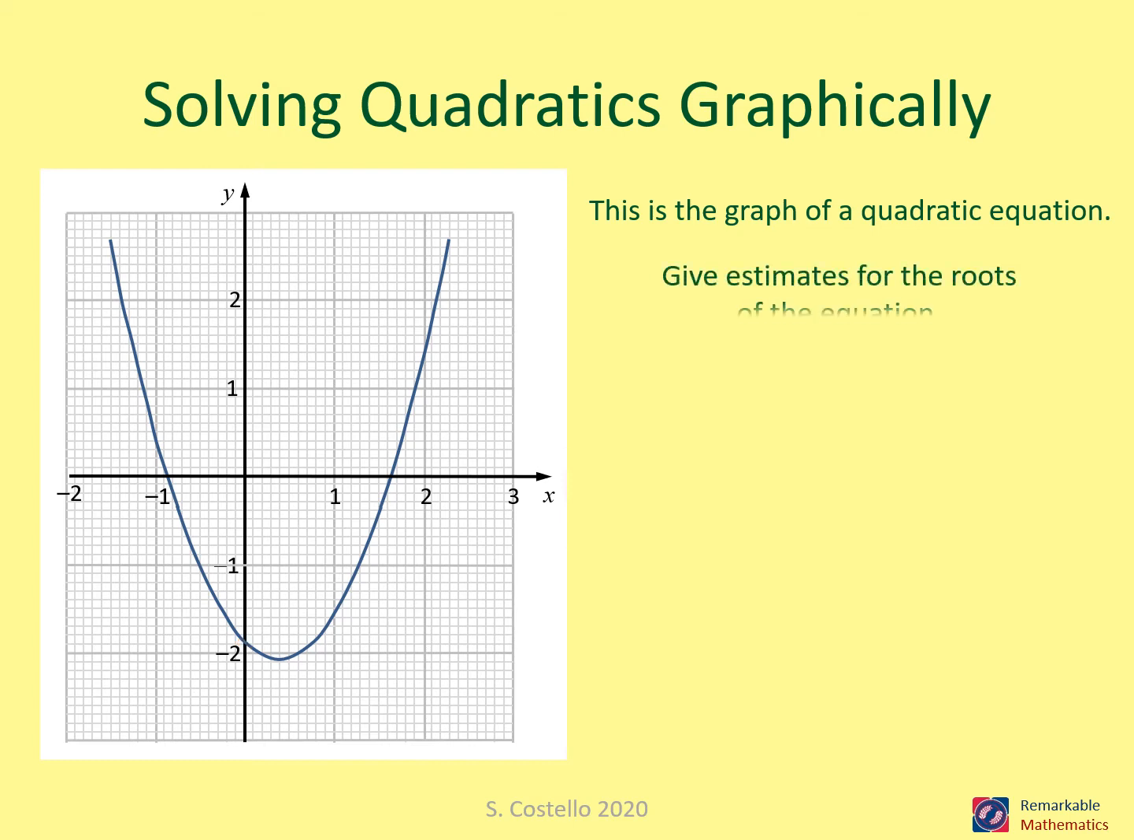Give estimates for the roots of the equation. Again, we look at there, where does it cross the x-axis? There are 2 points. We've got x as minus 0.9 and x equals 1.6.